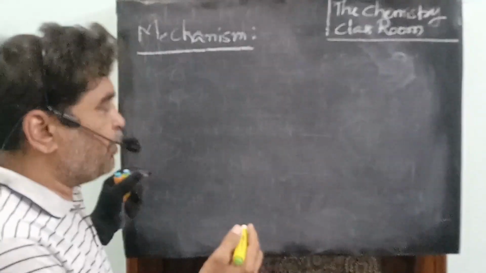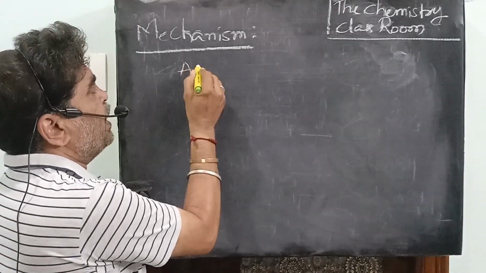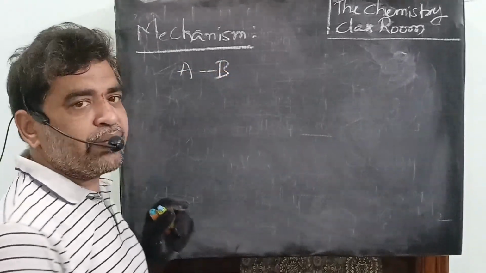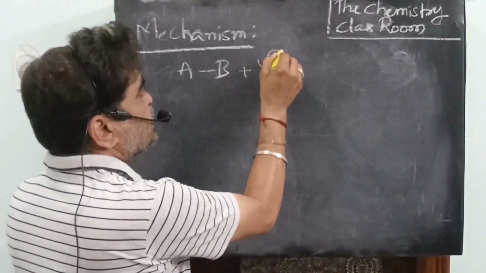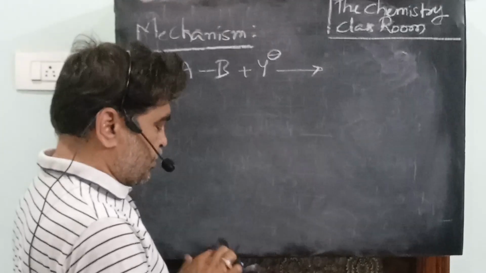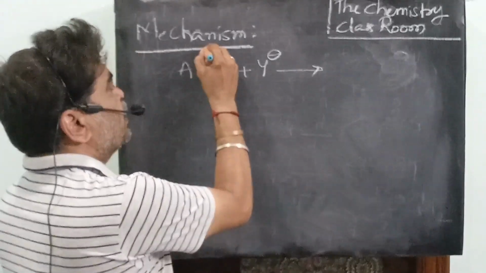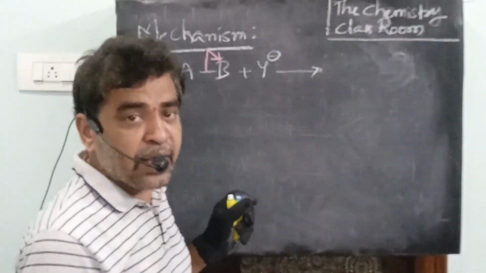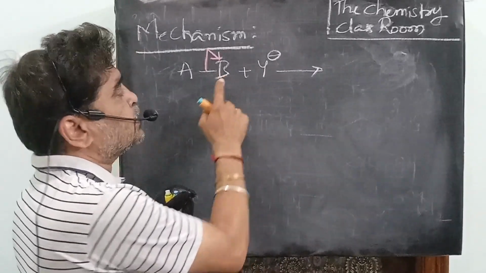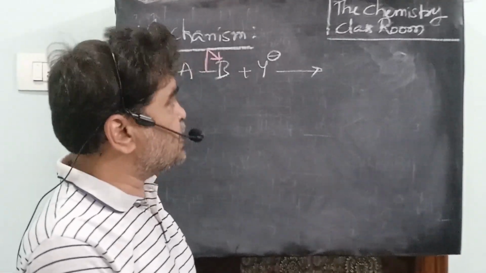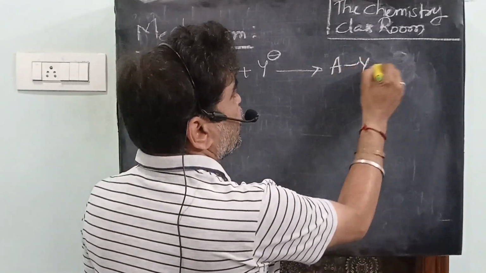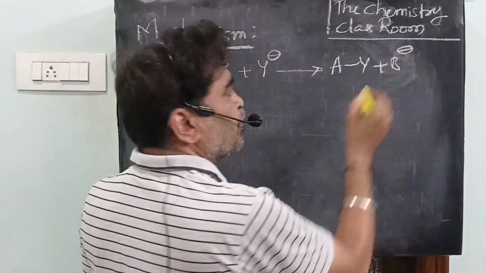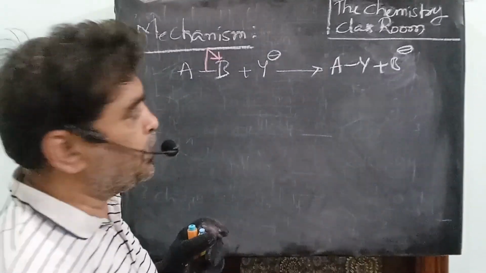So here for example, we are taking the compound A and B. The two have an electronegativity difference. They are reacted with Y minus. So automatically the electrons are moved towards B. Why? Because B has high electronegativity. The electrons are moved towards B, and B is eliminated as a nucleophile and Y is substituted. So these reactions are called nucleophilic substitution reactions, as already discussed.